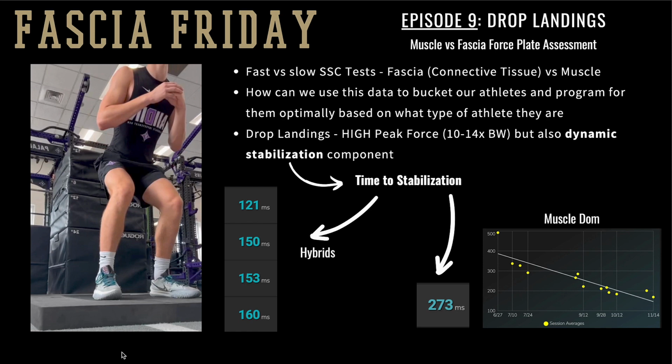As we look at the second point, how can we use this data to bucket our athletes and program for them optimally? If you do this test, you will see a clear difference between your fascial, hybrid, and muscle dominant athletes. But here's the great thing about it. As you can see on the chart on the right, since we started doing them in June with this particular muscle dominant athlete, his time to stabilization has dramatically improved. It is essentially more than halved.